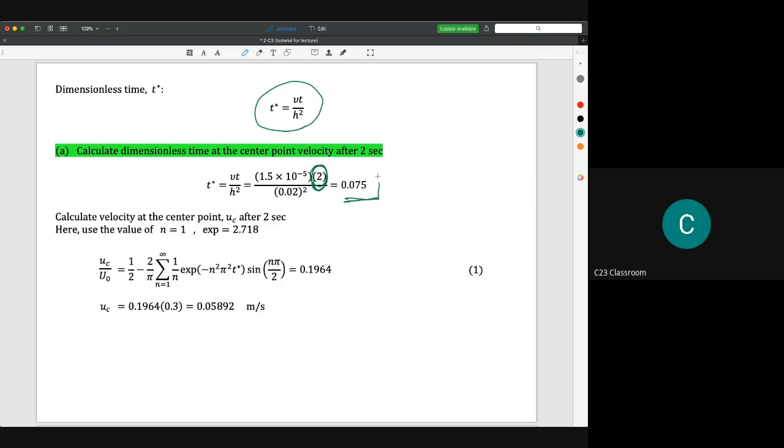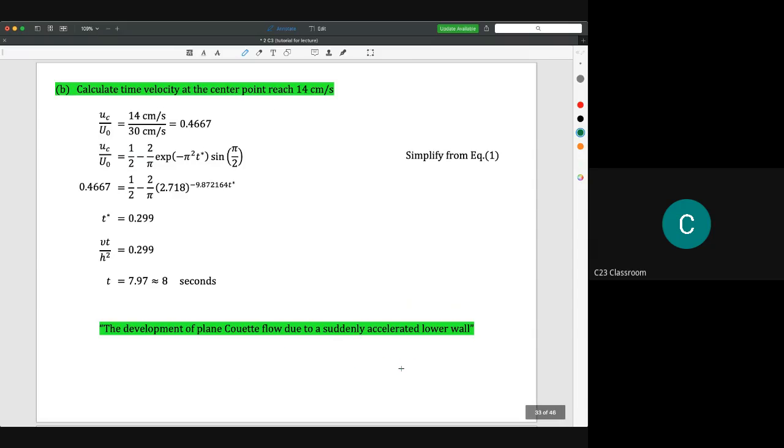And then we calculate the velocity at the center point, UC, after 2 seconds. Because we only have one reading, we just take n equal to 1 here. And then the exponent is 2.715. So we substitute into the equation, and we get the velocity at the center is equal to 0.05892 meter per second.